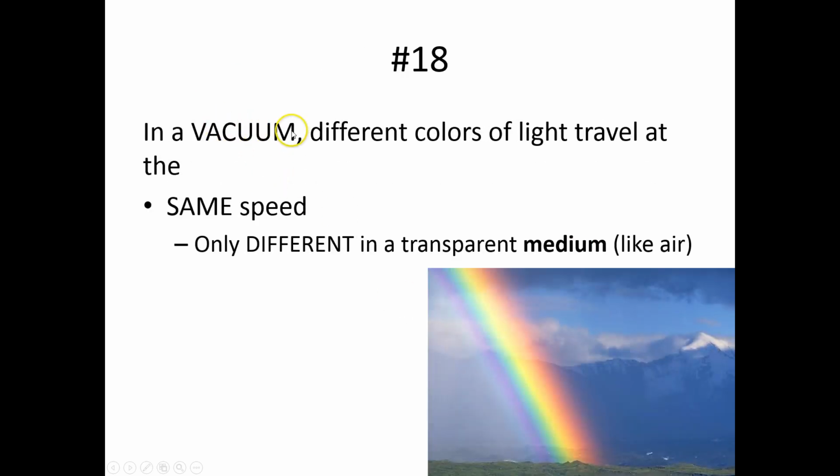In a vacuum, outside of a prism, different colors of light travel at the same speed. But if you have them in air, or this would be kind of water vapor mixed with air, they travel at a different speed.